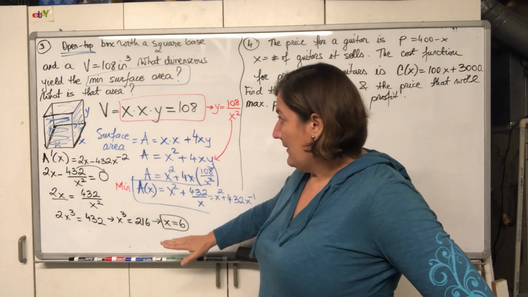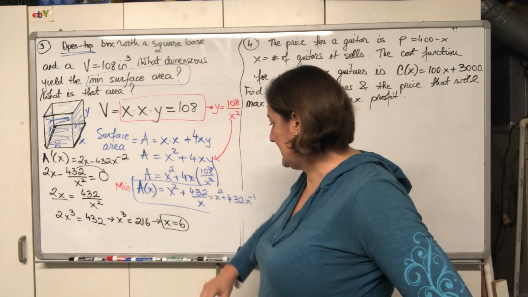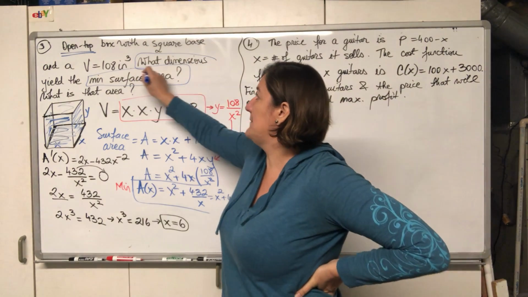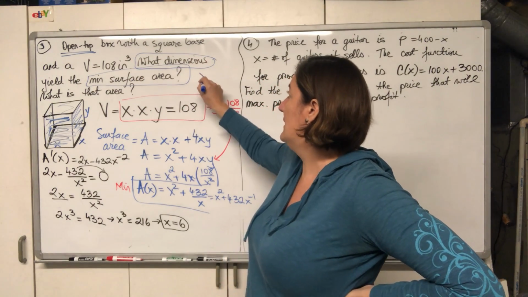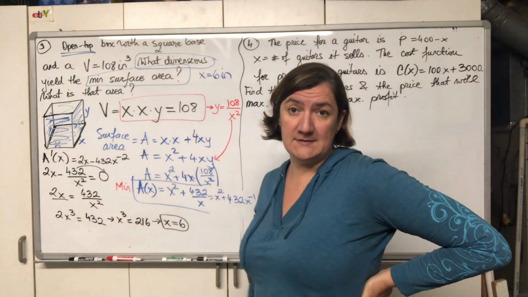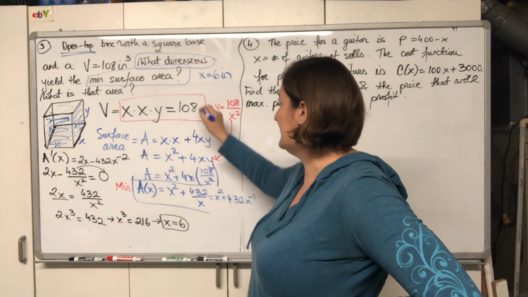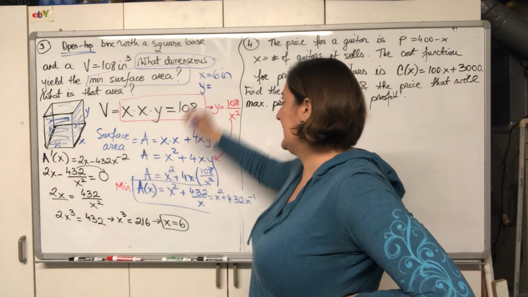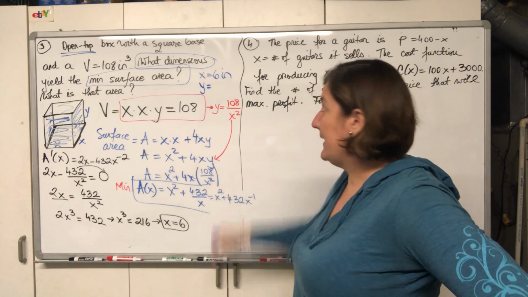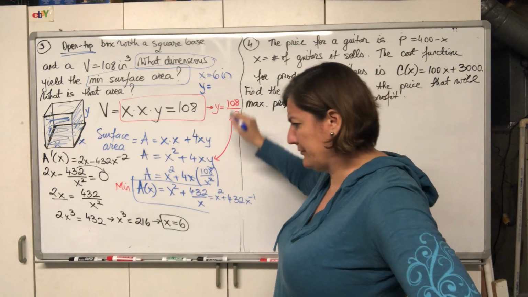Okay, so x is going to be 6. Let's go and answer the questions. What are the questions? It says, what dimensions? Well, I know that the base should be 6 inches by 6 inches. Yes, we found x to be 6. What else do I need to know? The height. Well, I will plug it in, and the height is going to be 108 divided by 36, which I believe is, I don't know, 3 point something.